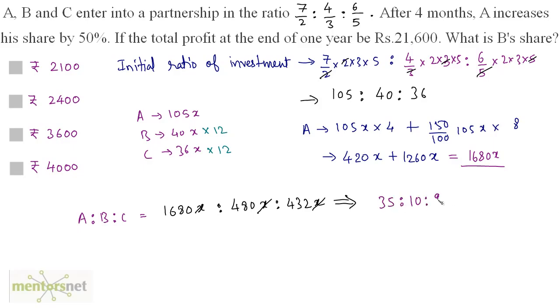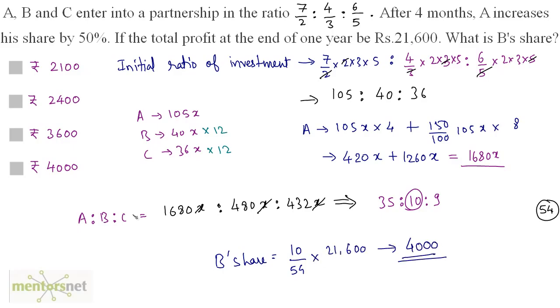X gets cancelled out, and when you simplify this, what you'll get is 35 is to 10 is to 9. So the total parts are 35 plus 10 plus 9, which is equal to 54 parts, right? So we want B's share. So B's share is 10 out of 54 of 21,600. So B's share is equal to 10 by 54 times 21,600, and that will be equal to 4,000 if solved. So the answer is option D.